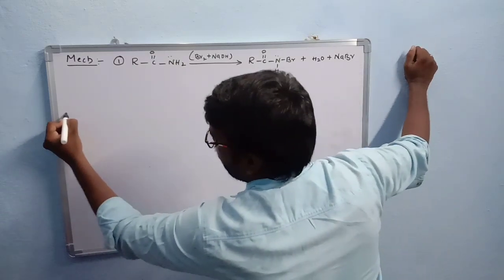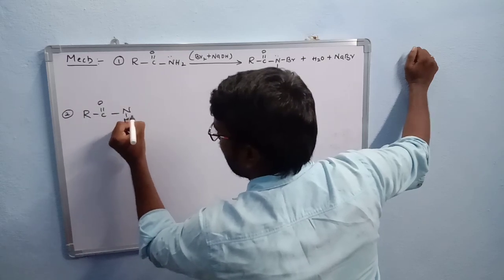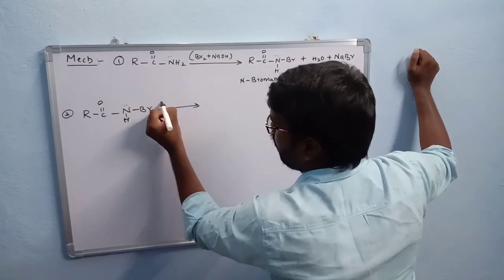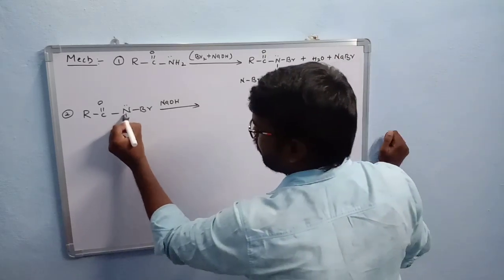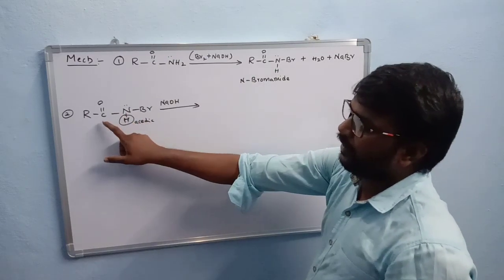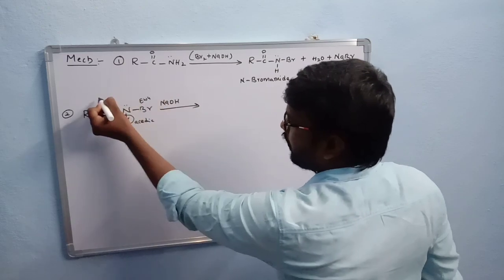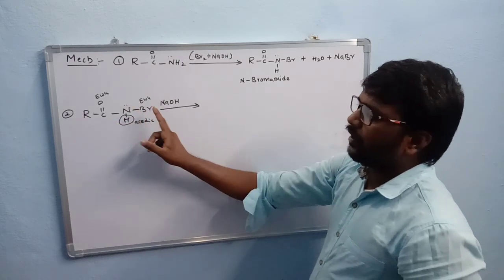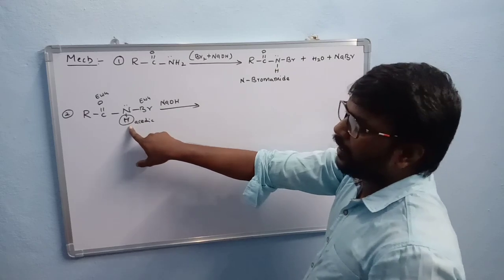On the next step we take this N-bromamide, or C double bond O NH Br. It reacts with another mole of base, and you see this hydrogen is the most acidic hydrogen, because here nitrogen is attached to 2 electron withdrawing groups. Here Br is an electron withdrawing group, and CO is also an electron withdrawing group. That's why elimination of this hydrogen easily takes place. It can be eliminated as H plus.